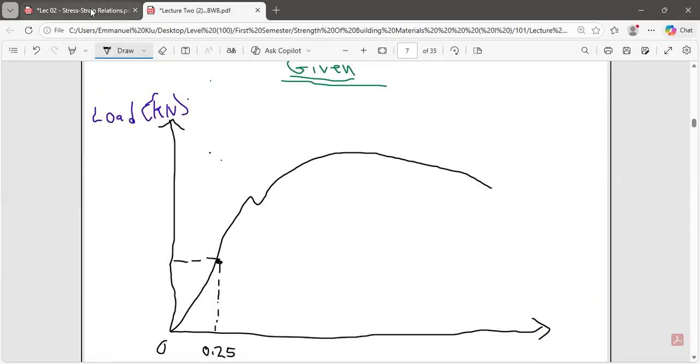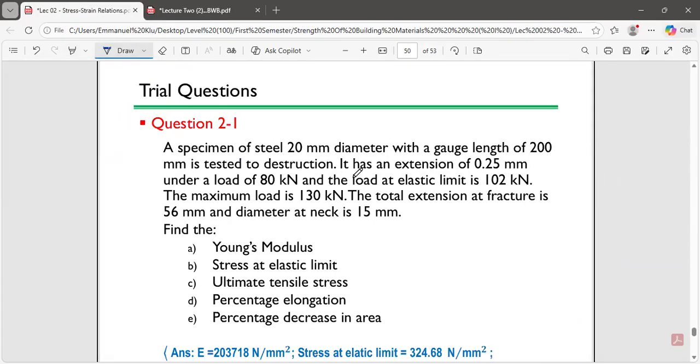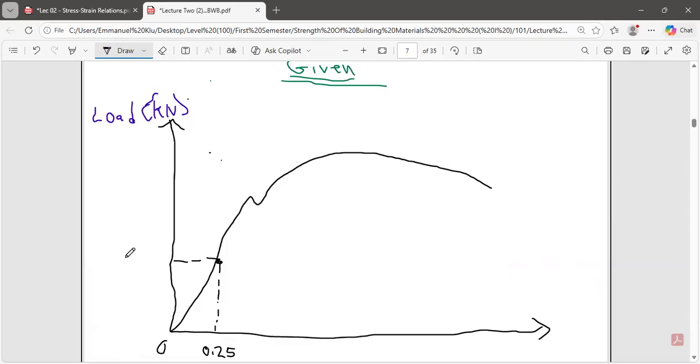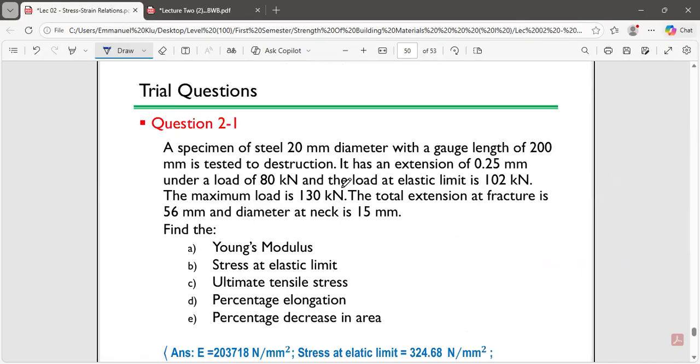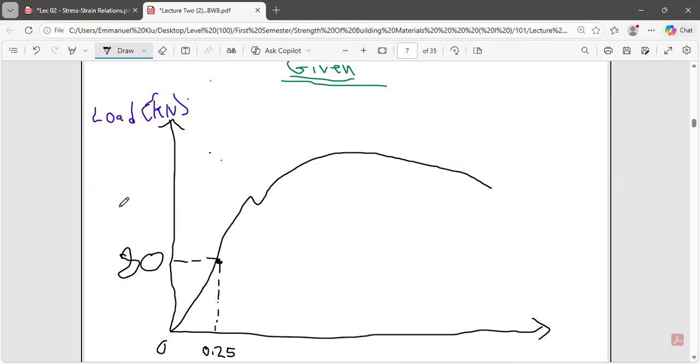As our question was saying, let's proceed. It has an extension of 0.25 millimeters under a load of 80 kilonewton. So the load was 80 kilonewton. Let's put the 80 down. And the load at elastic limit is 102 kilonewton. So the load at elastic limit, let's say 102.